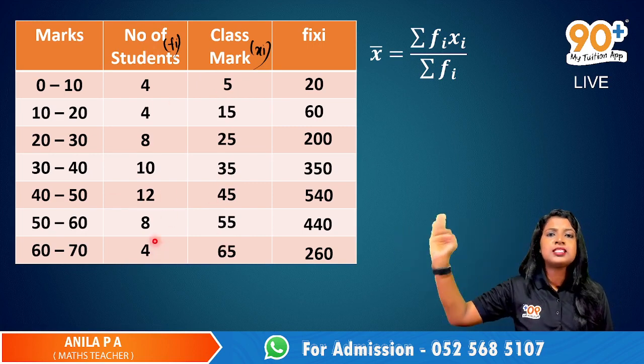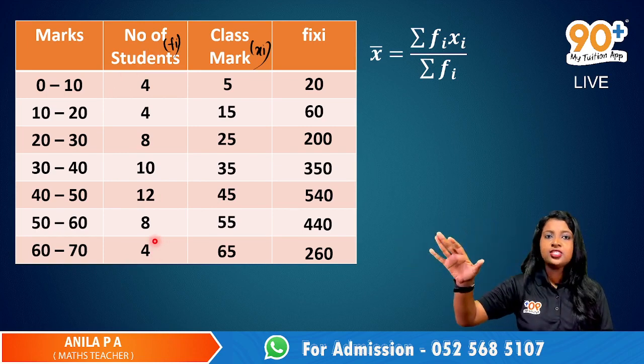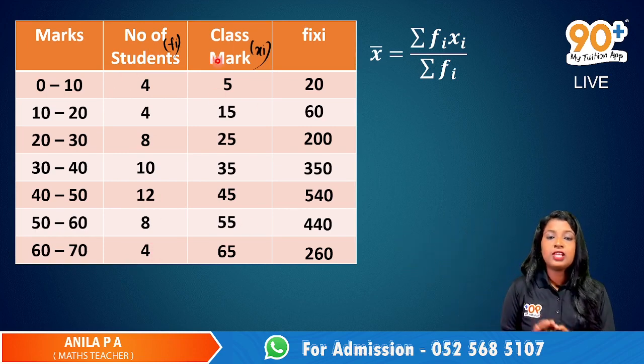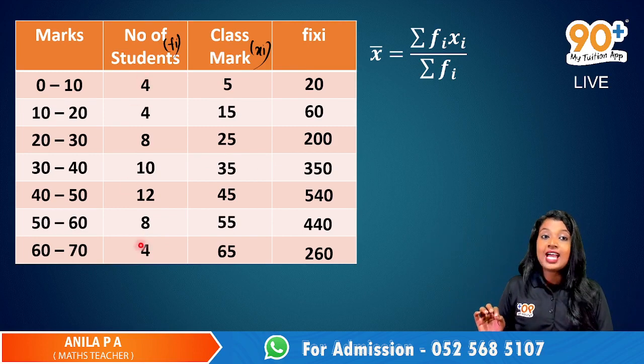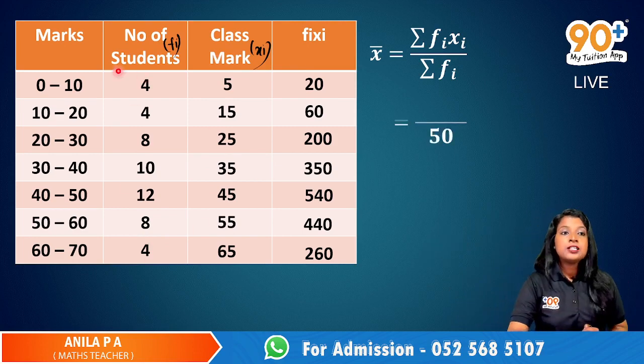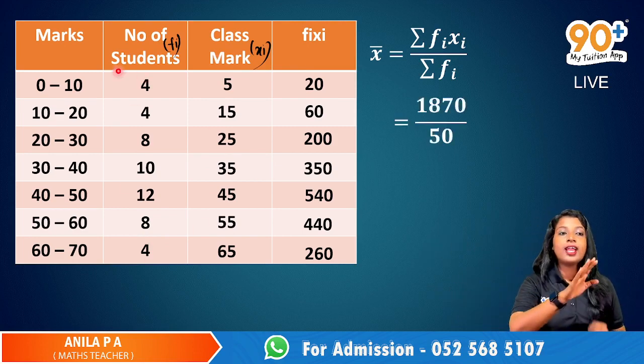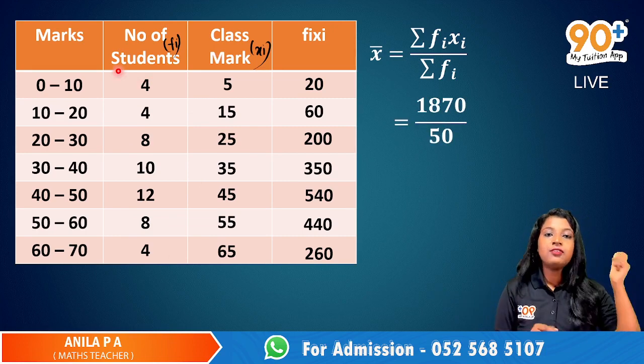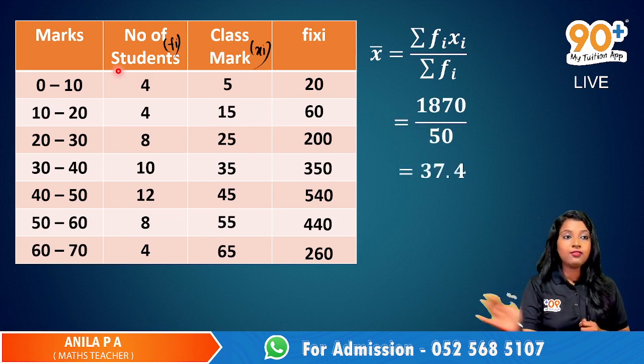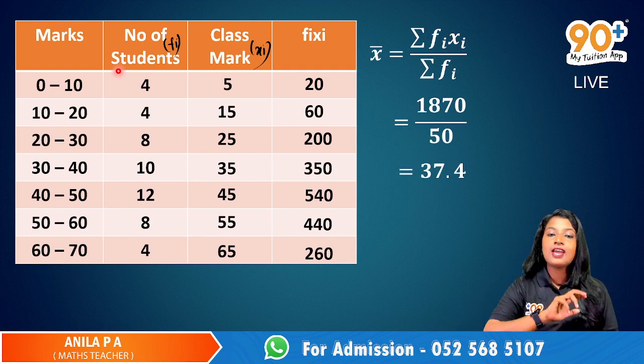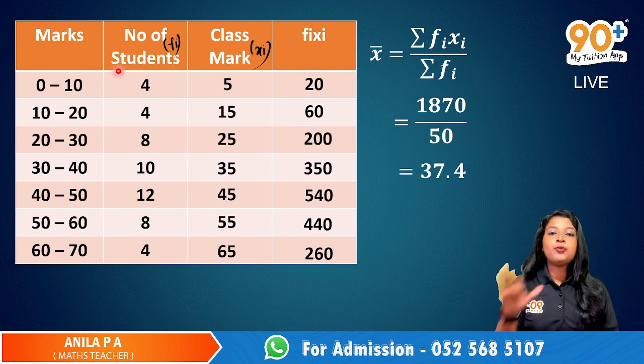This is the common mistake I am seeing in many of the answer sheets. They are simply adding the xi values. Don't do that. Just add the fi values. So just add the numbers and you will get 1870 divided by 50. When you divide that, you are going to get 37.4. So the first question is over.